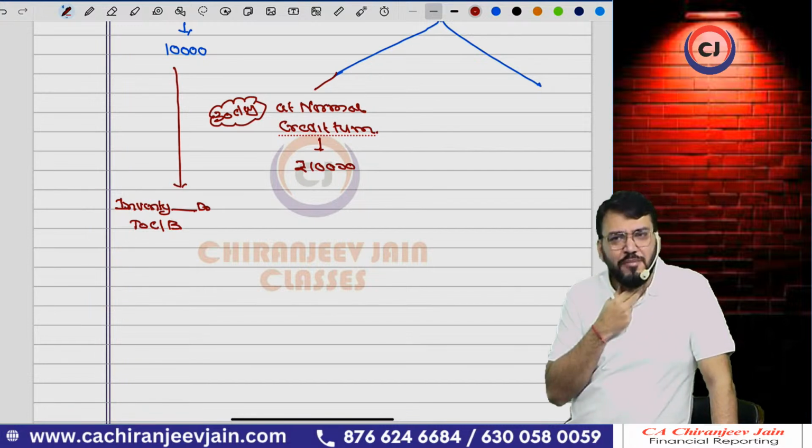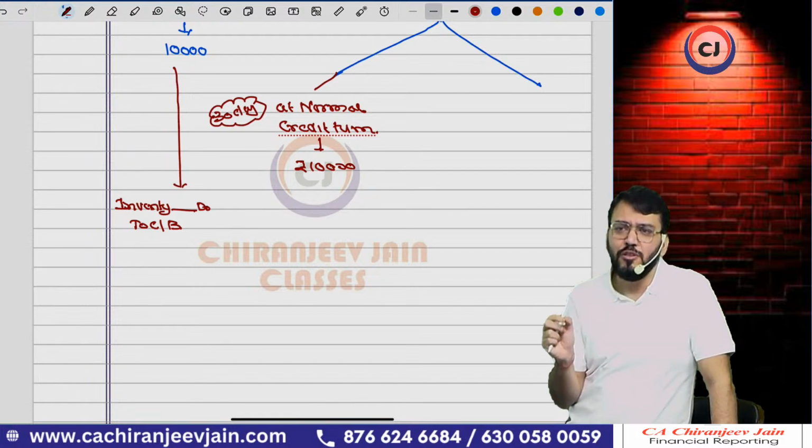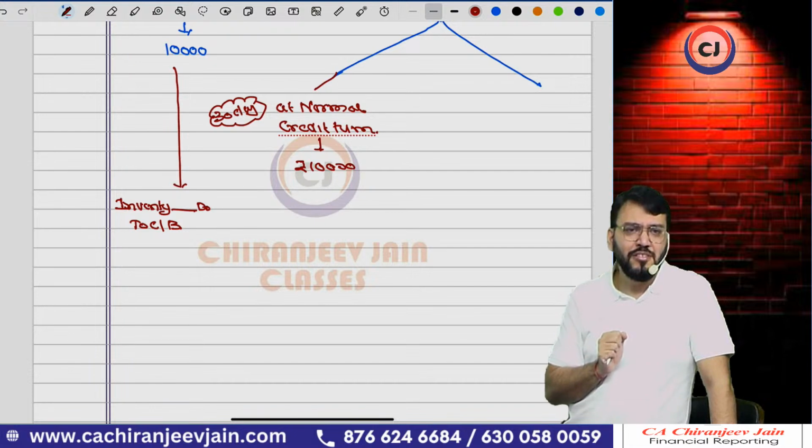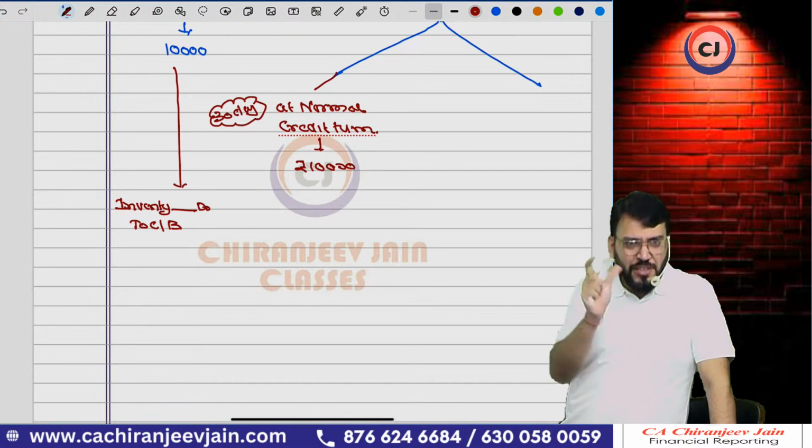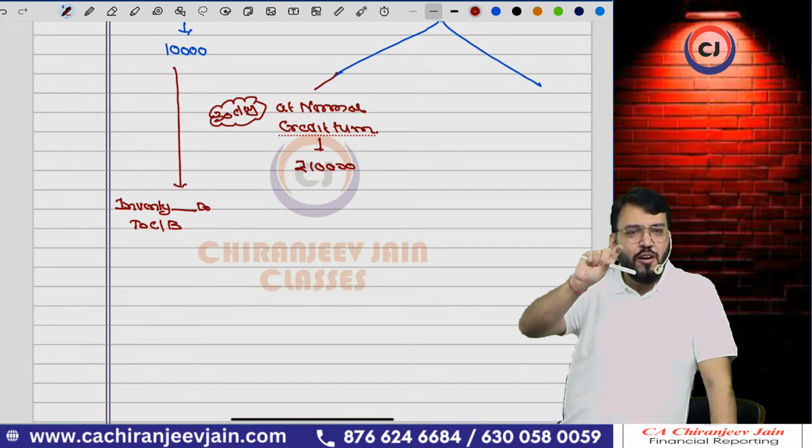So can I say you said inventory account debit to cash or bank, but the actual entry you have done in CA Inter and CA Foundation is purchase account debit to cash or bank. Can I ask one question? Purchase is a real account or nominal account?